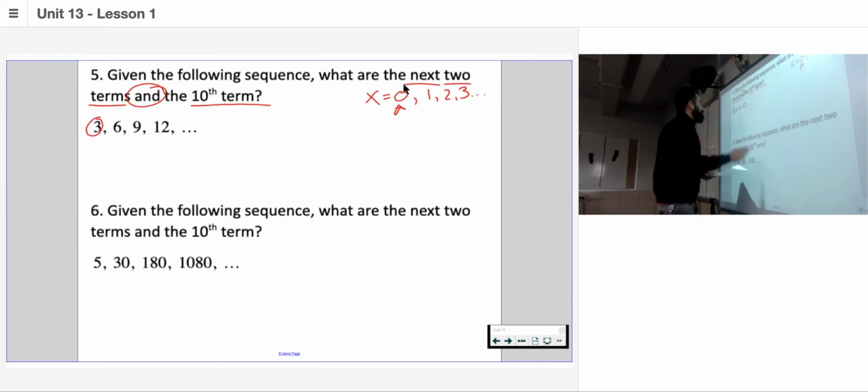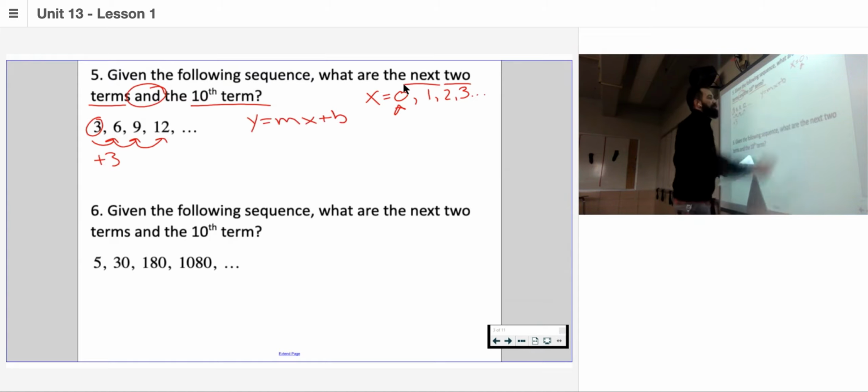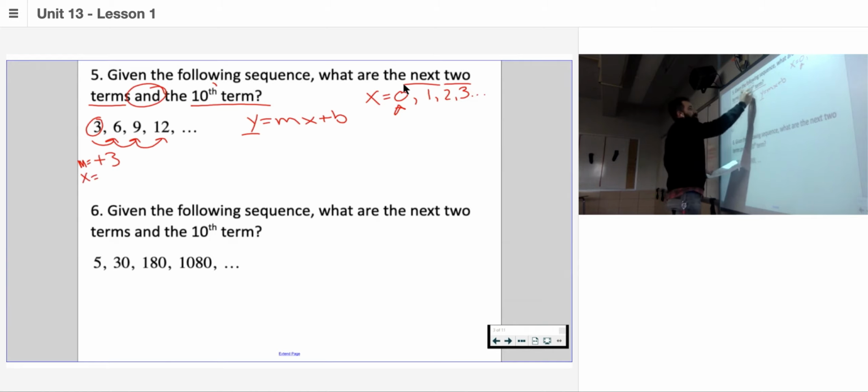Okay, well, from 3 to 6, 6 to 9, 9 to 12, that is arithmetic plus 3. That means we're going to be using y equals mx plus b. We're looking for y for the next 2 terms and the 10th term. Our m, which is our rule, is 3. Our x, that's our term number, and in this case it's 10. And our b is our term 0. And we said our term 0 is 3.